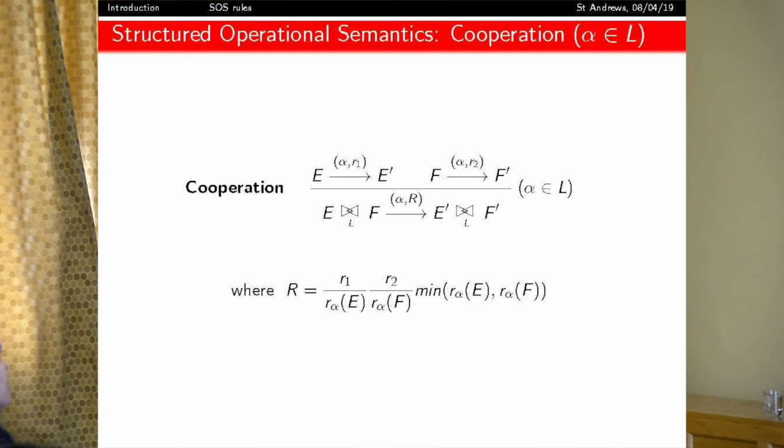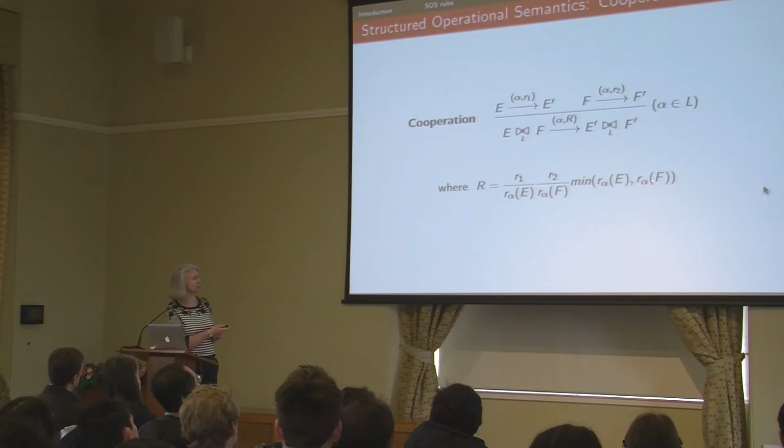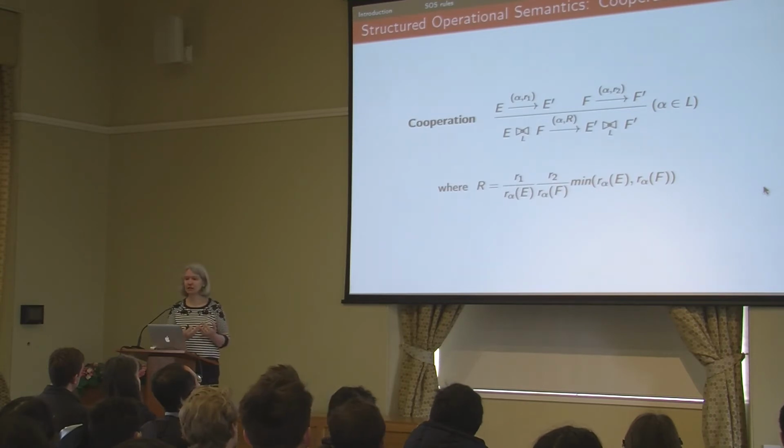So that explains why we get this minimum here. It's really just saying E has a notion of how fast it can do alpha, F has a notion of how fast it can do alpha, and so the rate is the minimum of those. So why do we have this bit on the front? Well, because E may have several different ways of doing alpha, and we want the relative probabilities to stay the same. We'll see an example in a moment that will make this clearer.